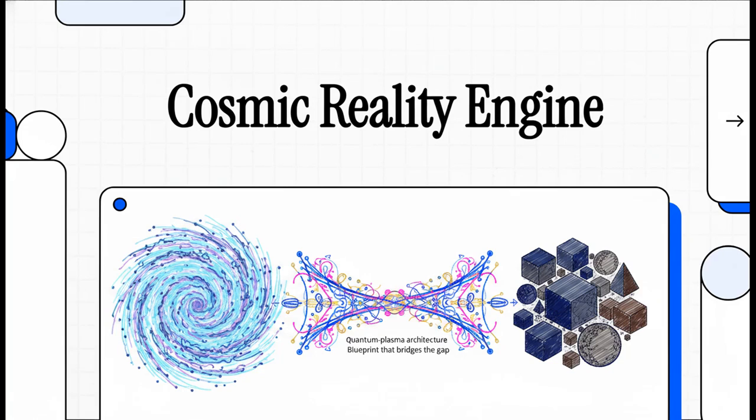Welcome to The Explainer. Today, we're diving deep, and I mean really deep, into decoding the ultimate quantum plasma architecture of reality itself. We're going to look at the exact blueprint that actually bridges the gap between pure, infinite consciousness and, well, the dense material world we're walking around in every single day.